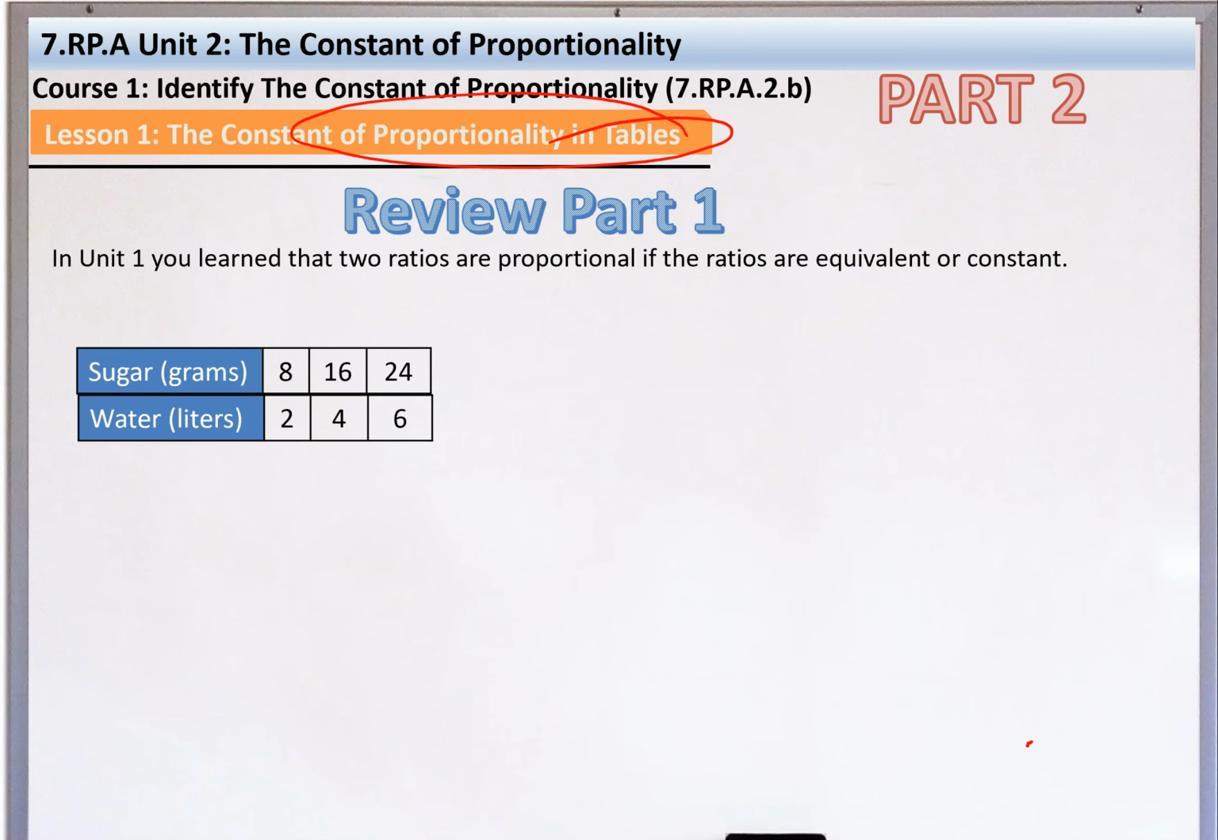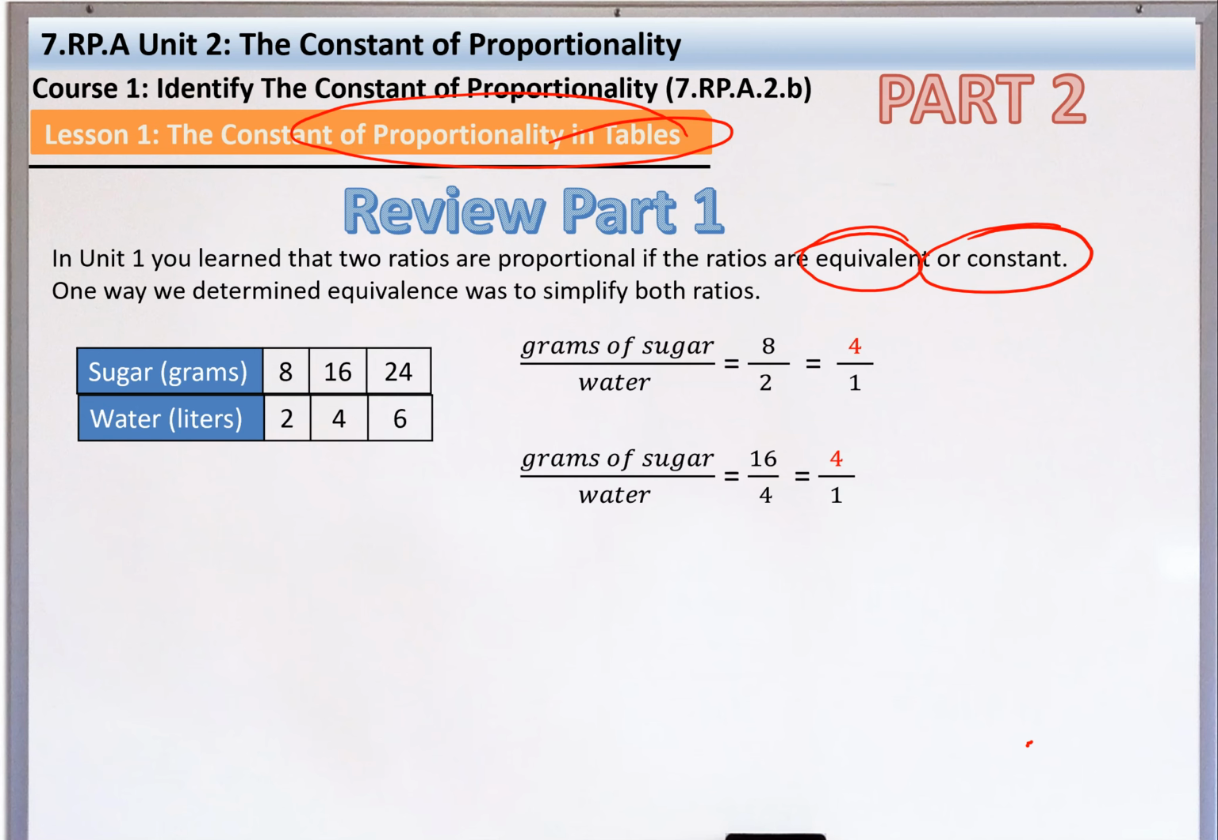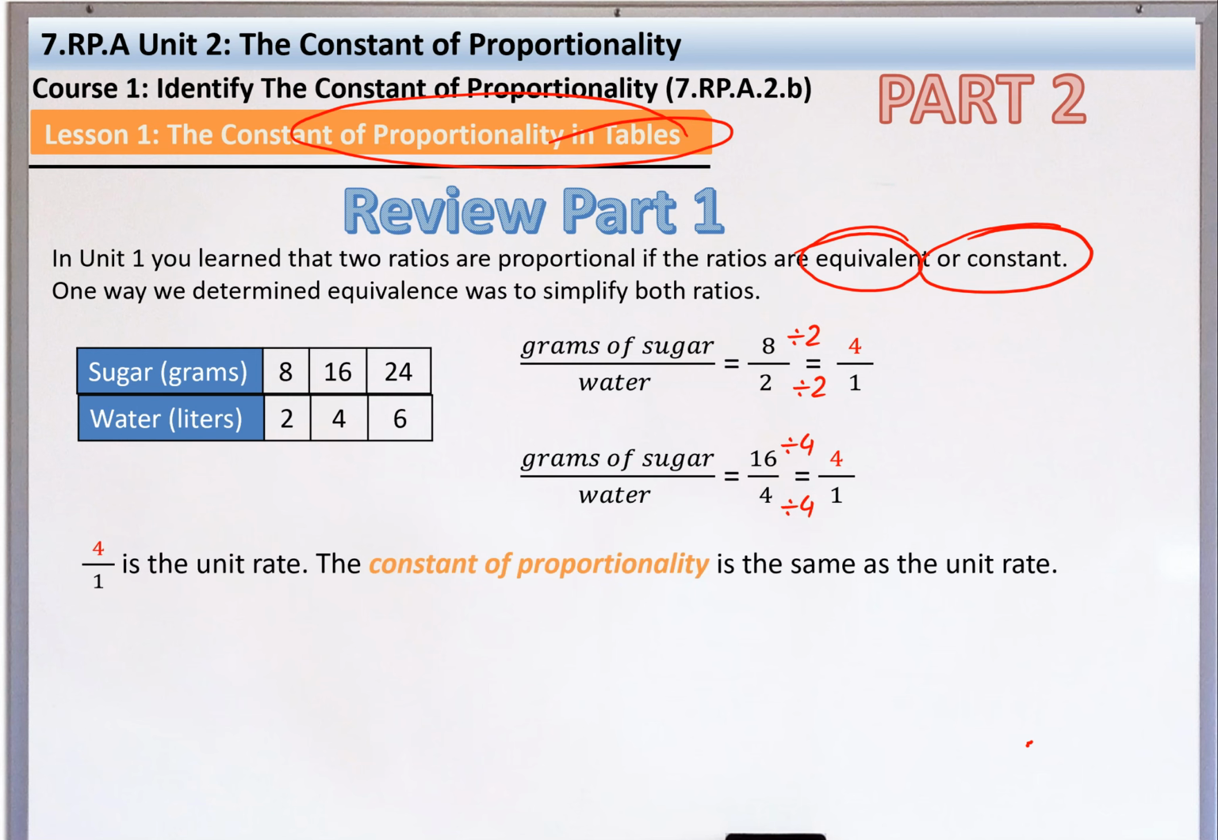All right, so again, we talked about proportional relationships in Unit 1, equivalent or constant, and we found unit rates. We simplified fractions to find the unit rate. They simplified to the same fraction, so they were equivalent, meaning they were proportional. In this lesson, we introduced the term constant of proportionality, which is basically the unit rate.